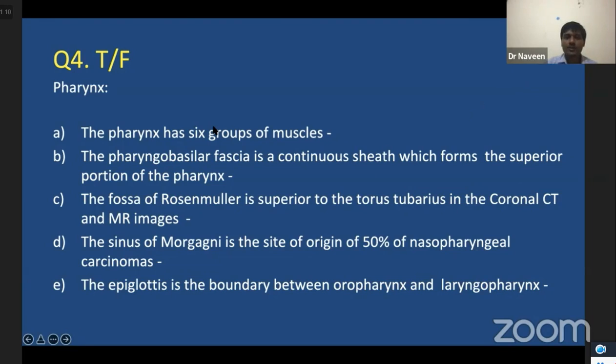The pharynx has 6 groups of muscles. This is false. The pharynx has 5 groups of muscles. That is the superior, middle, inferior constrictor and 2 palatine muscles, that is levator veli palatini and tensor veli palatini. So it's 5 muscles.